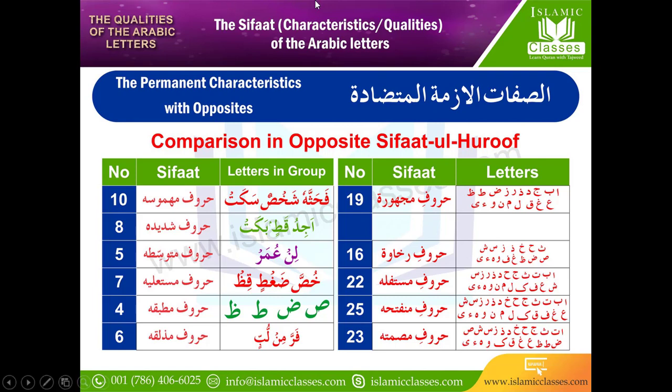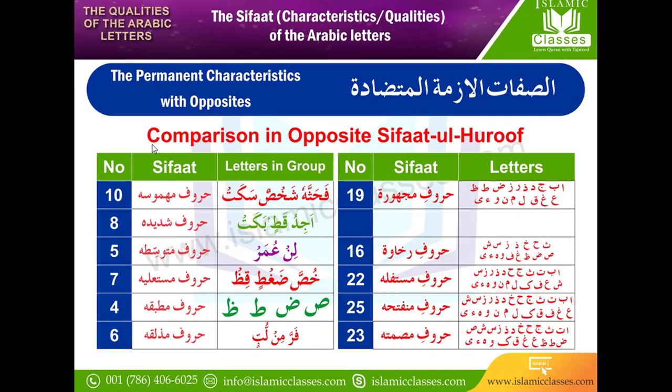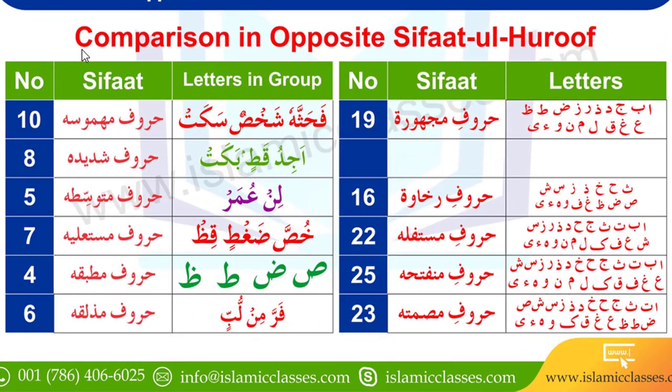In the last class, we finished the qualities of the Arabic letters, which are the permanent characteristics with opposites and the permanent characteristics without opposites. Right now we will compare the opposite qualities letters, like which quality has which letters and how many letters are there in that quality and which are basically those letters.